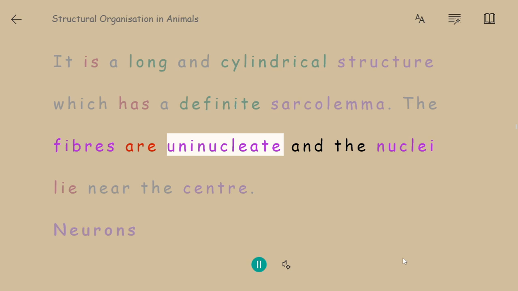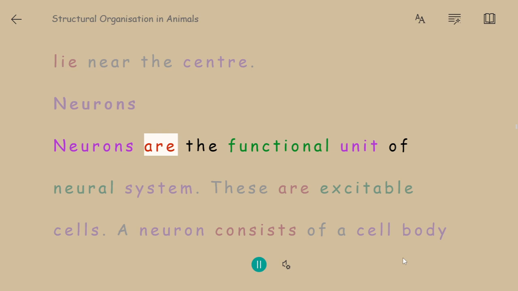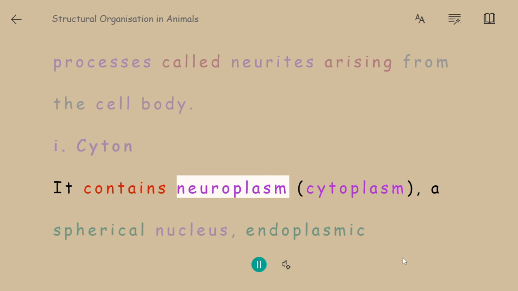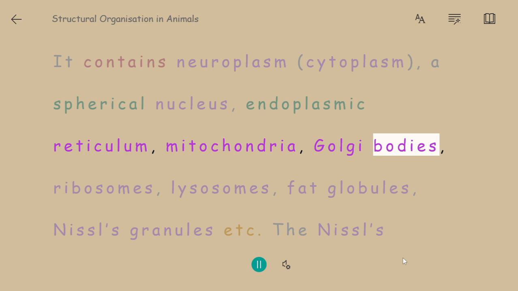Neurons. Neurons are the functional unit of the neural system. These are excitable cells. A neuron consists of a cell body, cyton, or soma and fine protoplasmic processes called neurites arising from the cell body. 1. Cyton. It contains neuroplasm, cytoplasm, a spherical nucleus, endoplasmic reticulum, mitochondria, Golgi bodies, ribosomes, lysosomes, fat globules, Nissl's granules, etc. The Nissl's granules are probably involved in the synthesis of proteins.